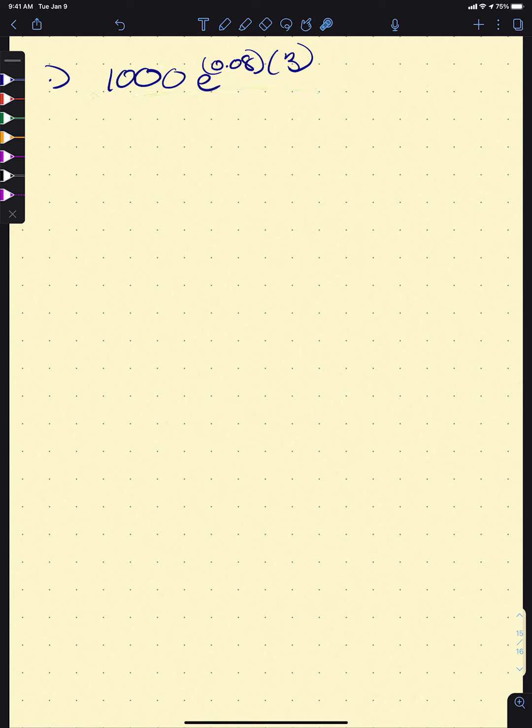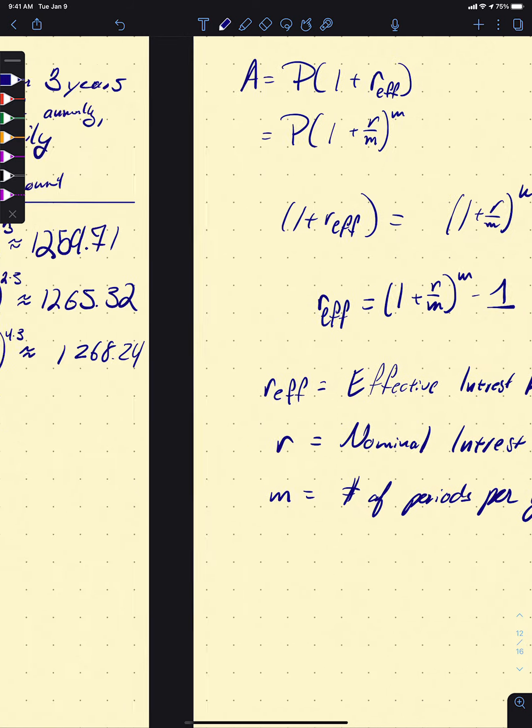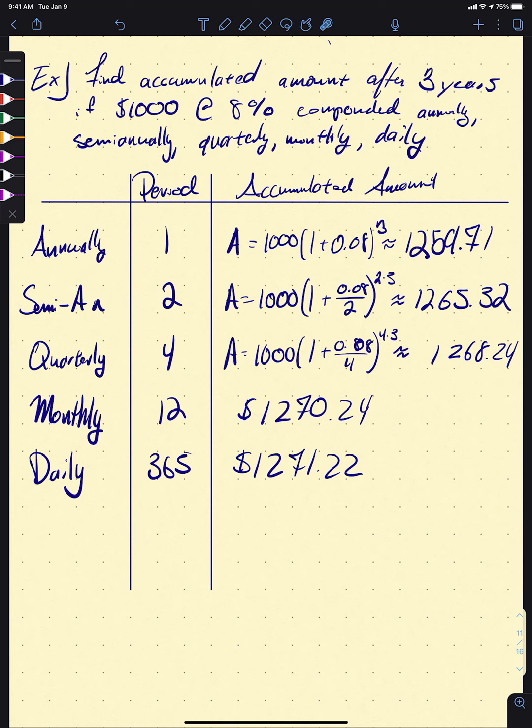Calculating this, you're going to need a calculator. Like I said, for the sake of quizzes and exams, this is the form that I want. But if you do want to evaluate it, you will need a calculator. It's going to come out to $1,271 and about 25 cents. So what that tells us is that if we compound every possible instant, you're going to make about 3 more cents over the course of 3 years.